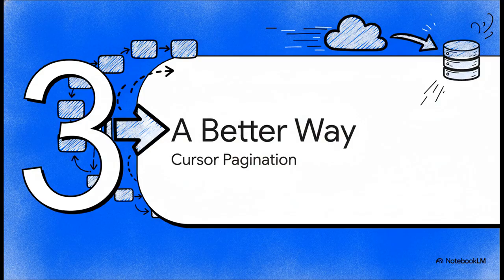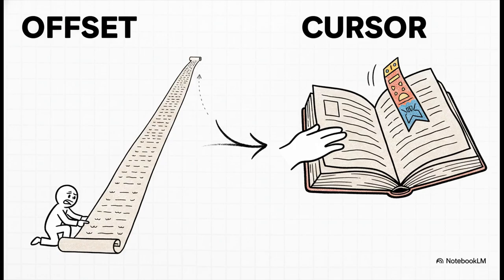So if our simple fix is actually pretty broken, what's the real answer? Well, this is where our hero enters the story. A much better, much more robust solution called cursor pagination. It's specifically designed to handle the scale and speed of modern apps. This is the key aha moment.